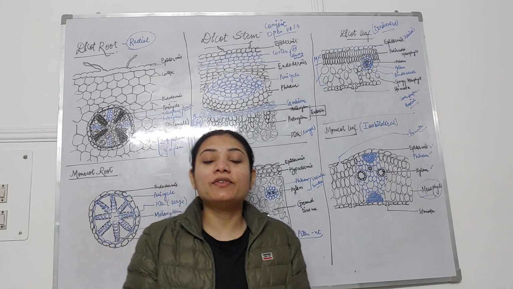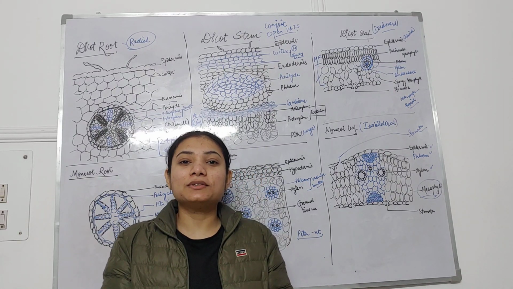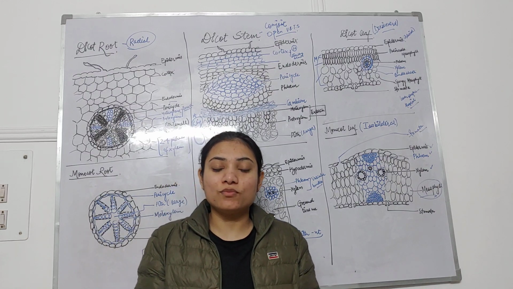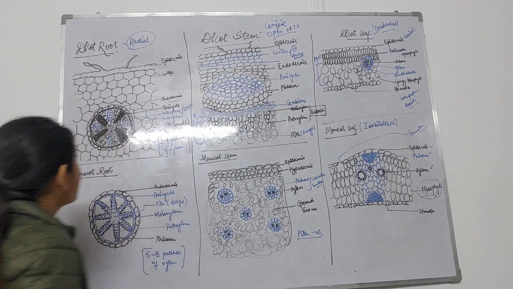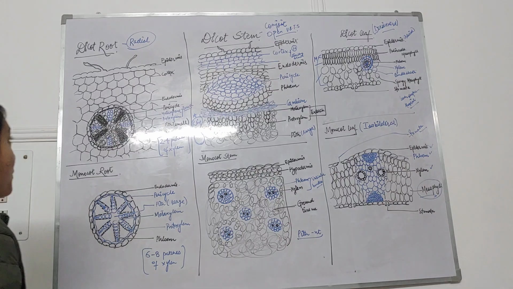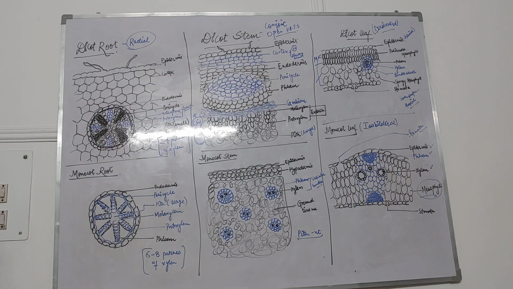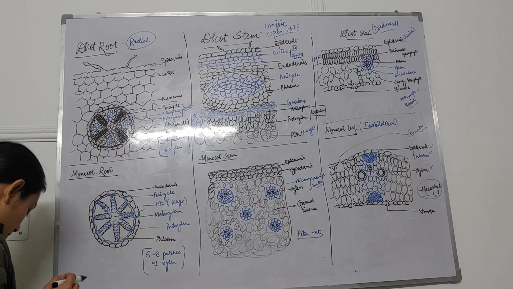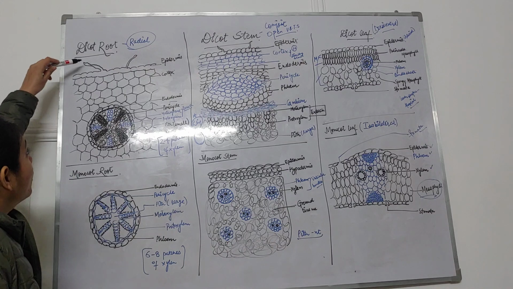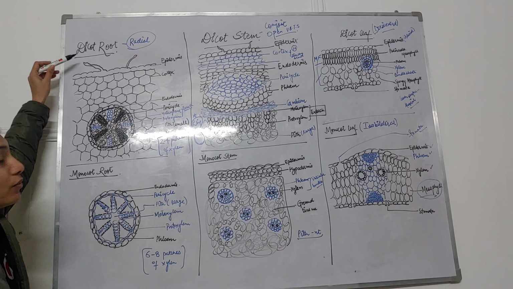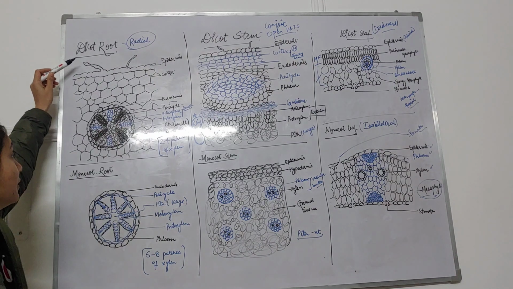In this video, we will discuss how the anatomy of dicots is different from monocots. So first of all, we will discuss the anatomy of the dicot root. In the dicot root, the outermost layer is called the epidermis, which has unicellular hairs, or we can say root hairs or epidermal hairs.